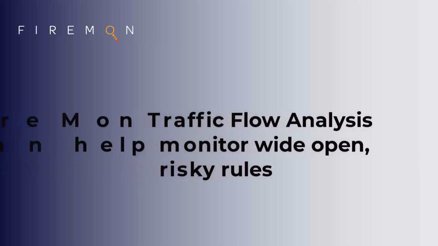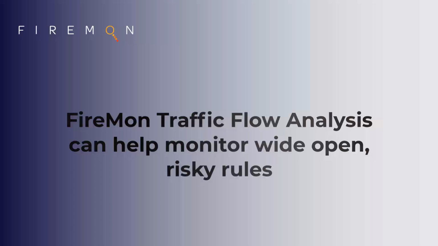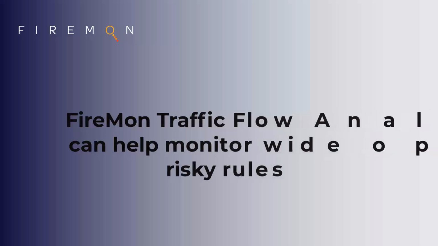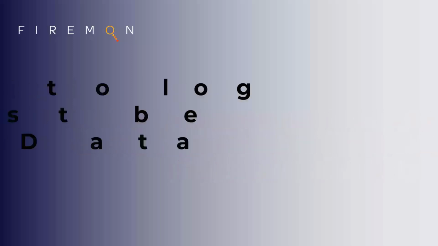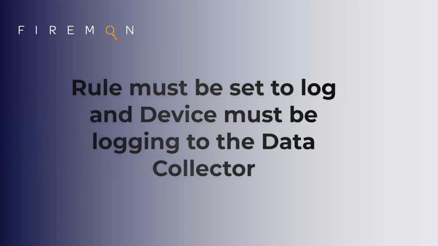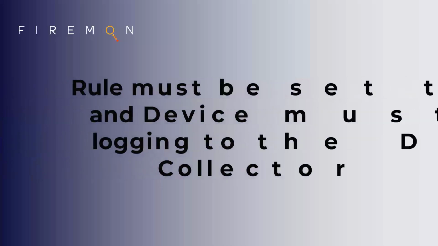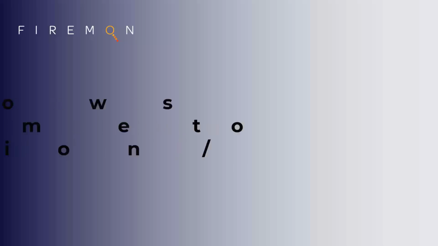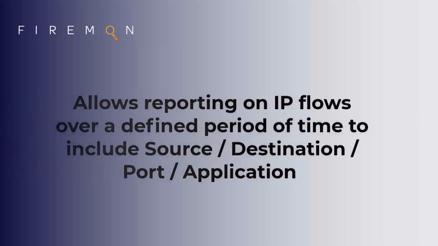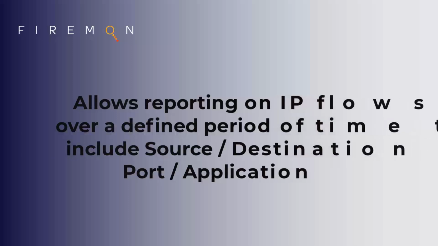TFA can be configured with a flow profile against any rule in your rule base. Some prereqs are that the rule has to be set to log and the device is sending logs to the data collector. TFA will build a record of the IP flows that traverse that rule over a predefined time frame, showing sources, destinations, and port or application.